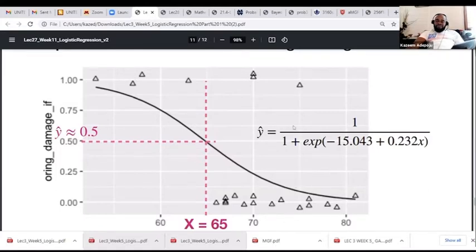With this model now, when the temperature equals 65, you can actually predict the probability that the O-ring will be damaged. Okay, you guys confirm again, are you still hearing me clearly? Yep. Okay, so that is how we can actually use logistic regression to make predictions.